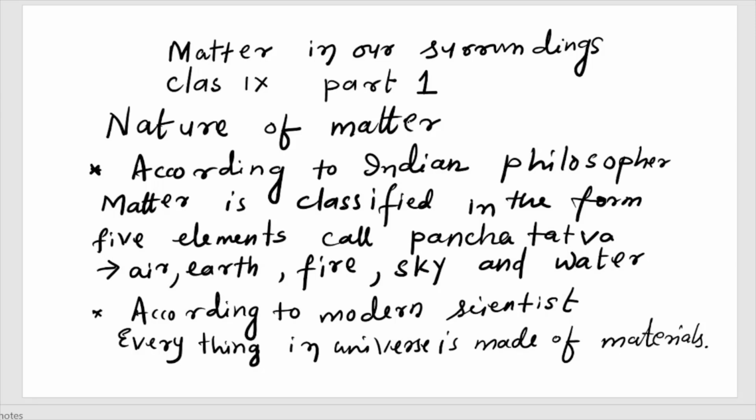In the nature of matter, first we come to our Indian philosophers and what they said about matter. You know the 5 elements of matter: air, earth, fire, sky and water. Our Indian philosophers believed that matter consists of 5 elements, called Panchatattva, that is air, earth, fire, sky and water.